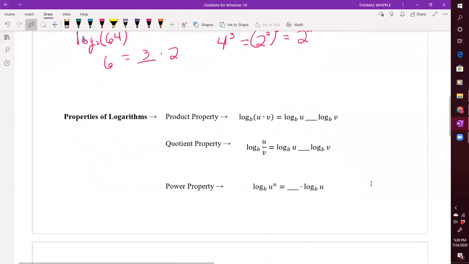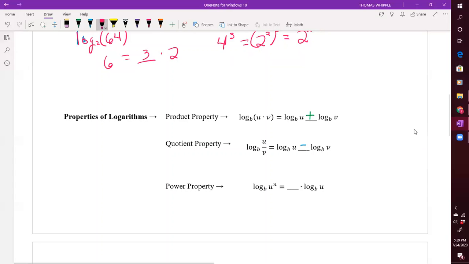All right, so scrolling down here, we've got these 3 properties that we can fill in. For the first one, we were saying that the log of u times v to some base would be the same thing as the log of u plus the log of v. When we're multiplying the powers, we're adding the exponents. And then the second one, with the quotient: if we have the log of u divided by v, then it'd be the log of u minus the log of v, all of course to the same base.